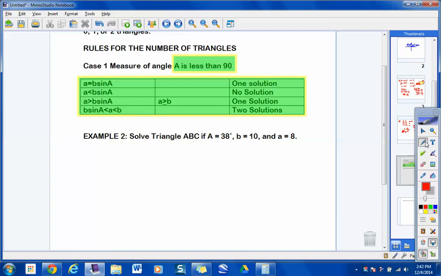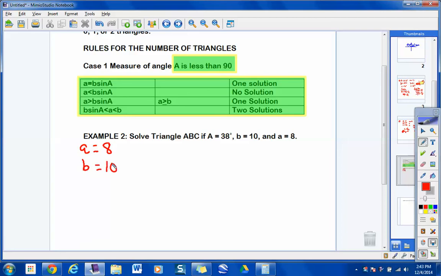Okay, here's the deal. In all of these, we're comparing the side A to B times the sine of A. Would you agree with that? So here's how you handle this. Anytime you're working with these, first write down your A value. What is your A value? 8. I'm also going to write down my B value. What's B equal to? 10.